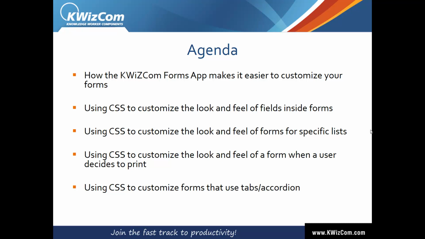To start off, I'm going to introduce you to the KWizCom Forms app really quickly. More specifically, one of the features of the KWizCom Forms app, the Field Groups feature. I'm going to talk about how the KWizCom Forms app makes it easier to customize your forms. I'm then going to dive into using CSS to customize the look and feel of fields inside forms. Then I'm going to go into using CSS to customize the look and feel of forms for specific lists. And then finally, also using CSS to customize the look and feel of a form when a user decides to print. Then finally, using CSS to customize forms that use tabs or accordion view.